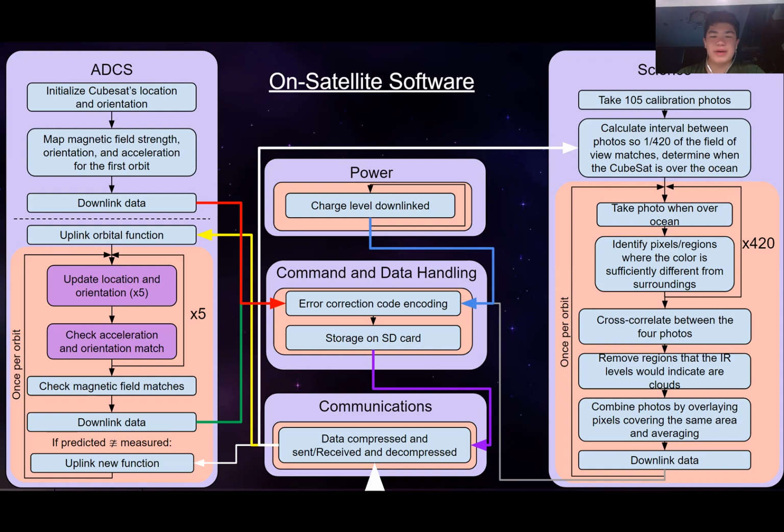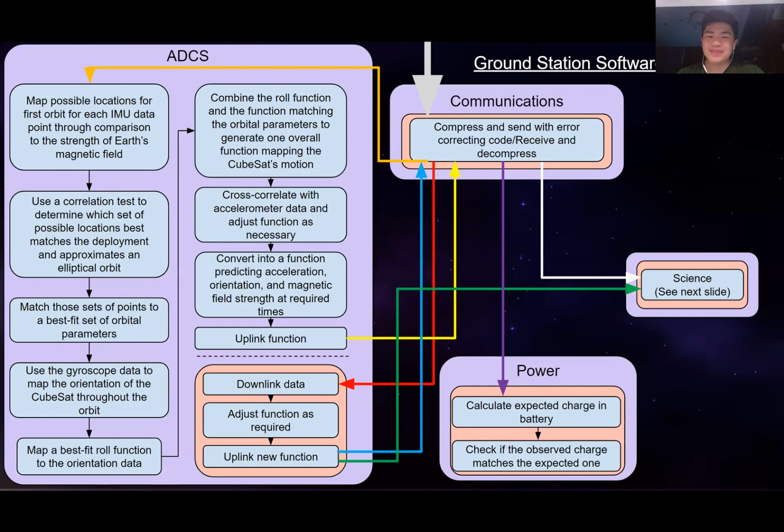In addition, we have a power system that checks how much power is in the battery, as well as a command and data handling system to use error correcting code and protect our data against SEUs and reduce corruption from noise during downlink, as well as compressing the data.